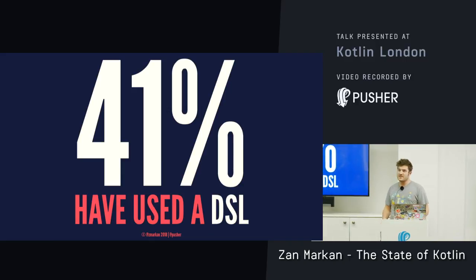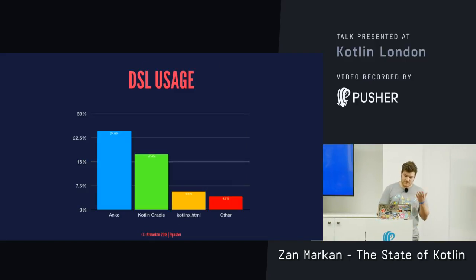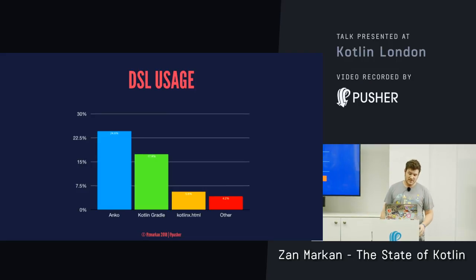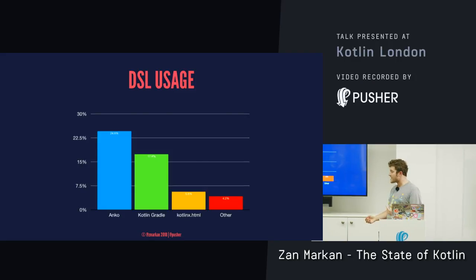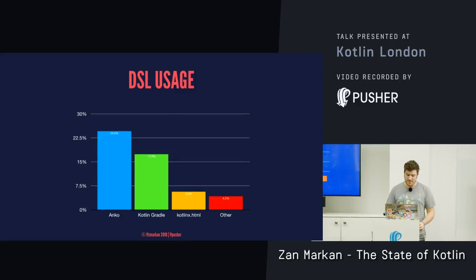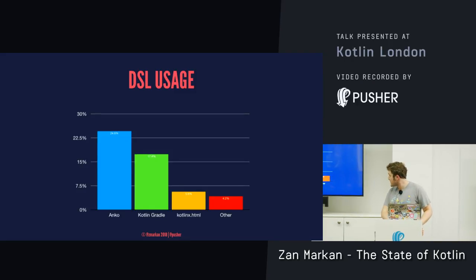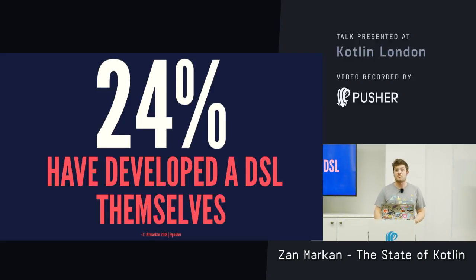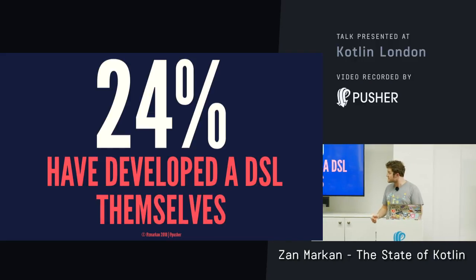41% have used a DSL in Kotlin. Prevalent is Anko with 23%. Anko is the UI declaration library for Android. Actually, it's 24%. Kotlin Gradle, the ability to write Gradle plugins in Kotlin, is another one with about 17%. And lastly, you've got kotlinx.html, the DOM manipulation DSL, with 5.6. Among the others, they're mostly homegrown DSLs, because 24% have actually developed a DSL themselves.